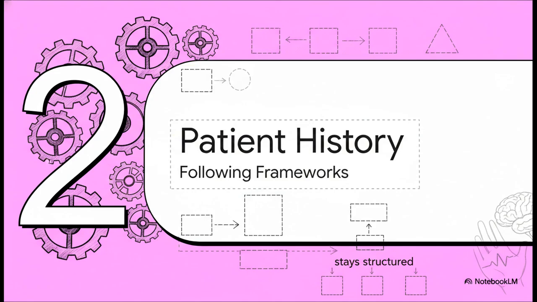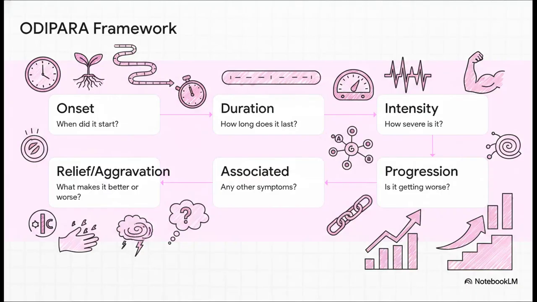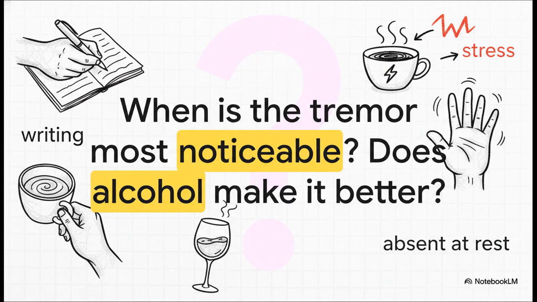Now for the history. The only way to score top marks and make sure you don't miss anything is to use a framework. It keeps you structured and on track. For the main complaint, the tremor, your best friend is the ODI-PARA framework. It walks you through all the important characteristics, one by one. Let's look at the specific questions you need to be asking. These questions are absolute gold.